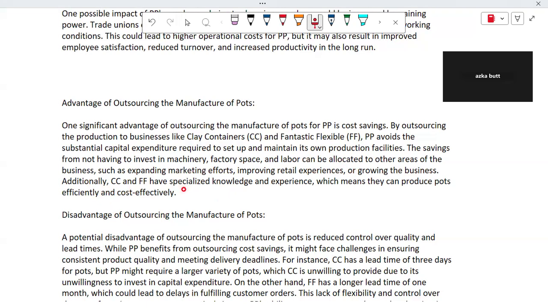Additionally, CC and FF have specialized knowledge and experience, which means that they can produce pods efficiently and cost effectively. So this is the advantage of outsourcing.